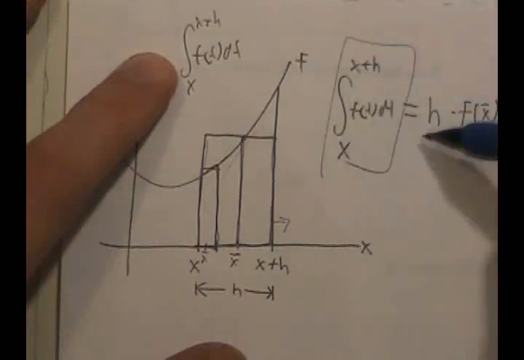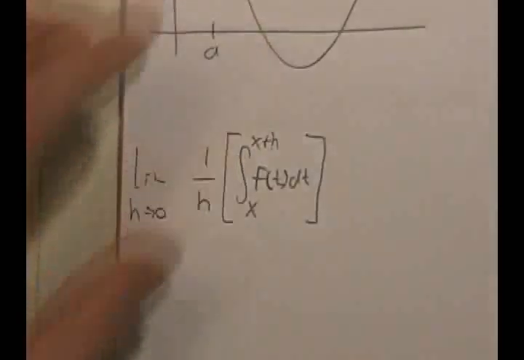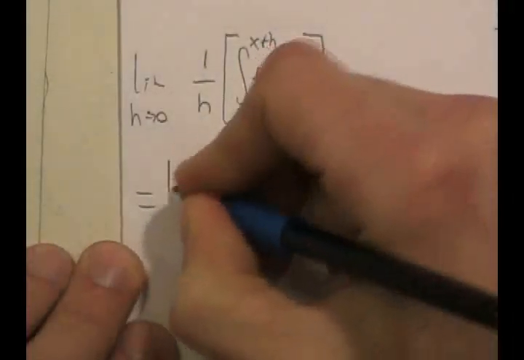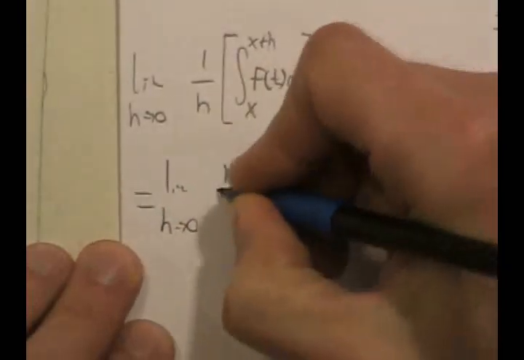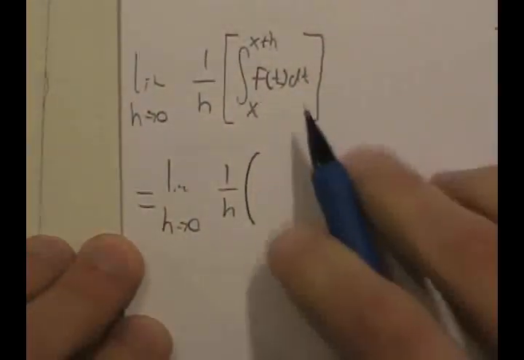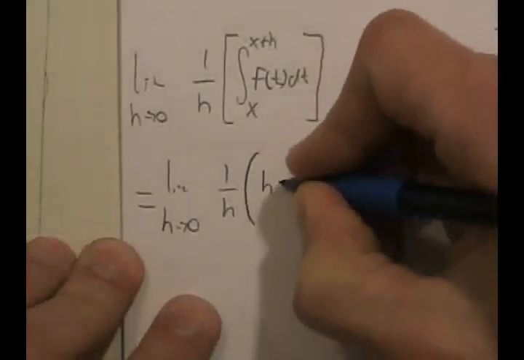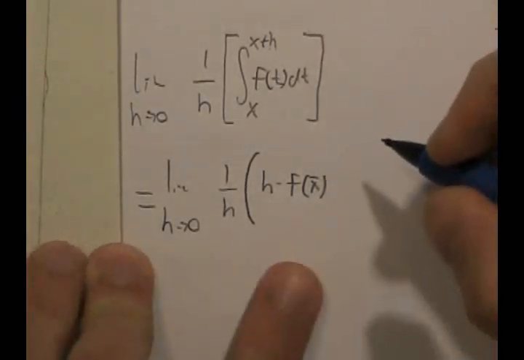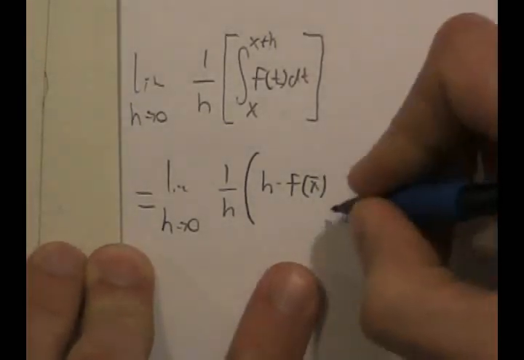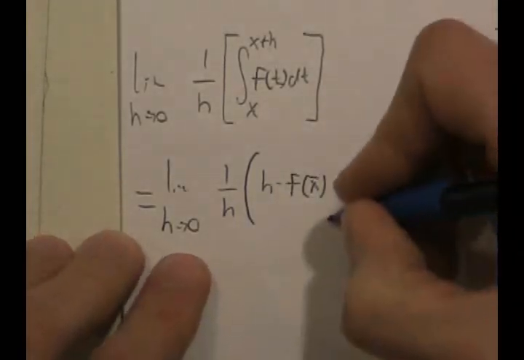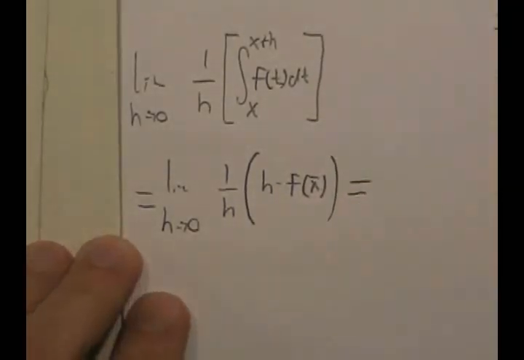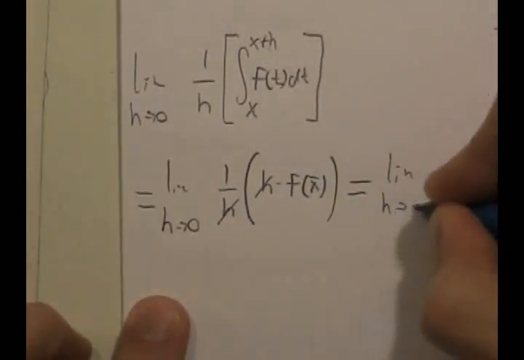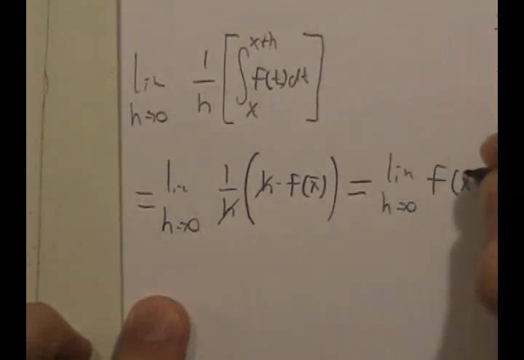So I'm going to replace this with this in the original. And that's going to leave me with the limit as h approaches 0 of 1 over h multiplied by what used to be this, which will now be h times f of x bar. Some special value guaranteed to exist somewhere inside the interval between x and x plus h. Well, if you look at it that way, the h's cancel, and that gives you the limit as h approaches 0 of f of x bar.